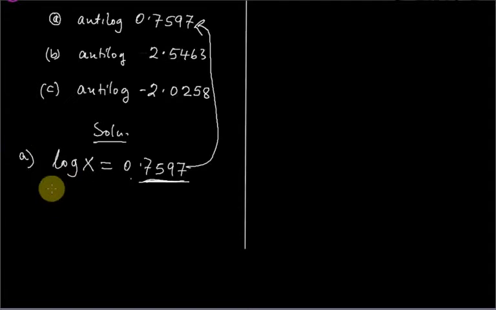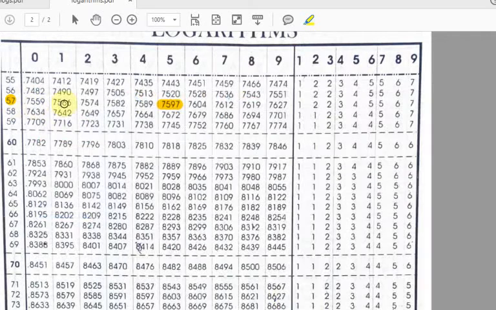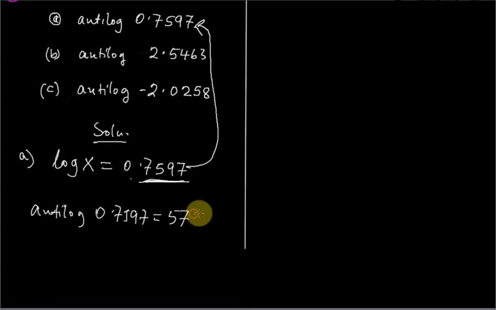So antilog 7597 equals 57. Not yet done. It equals 57, and under this column here, it is under 5. So it is 57, then under 5. So we finish by writing this 5 here where we found it. So we obtained 57 under 5, and we finish by writing 5 here. There is another 5 here.